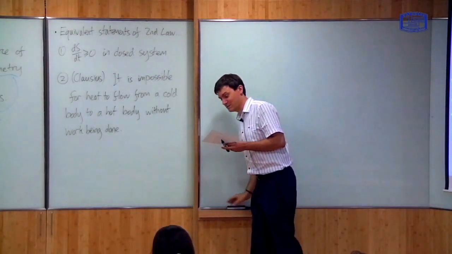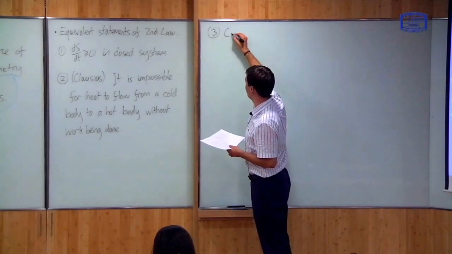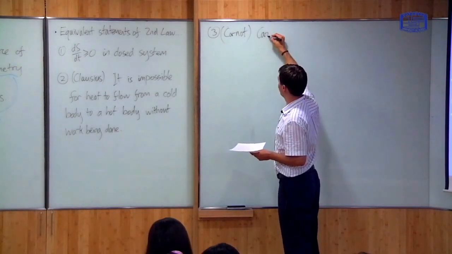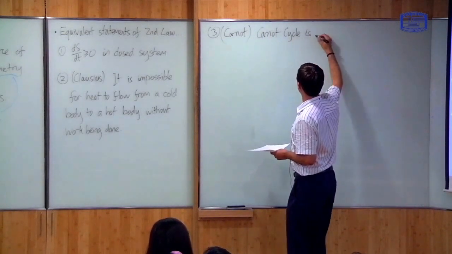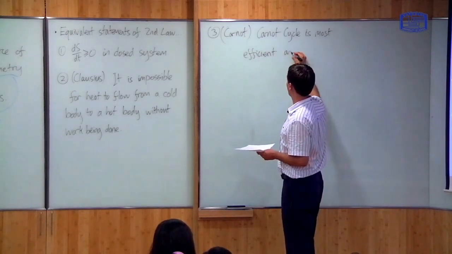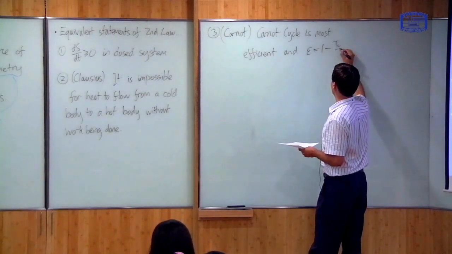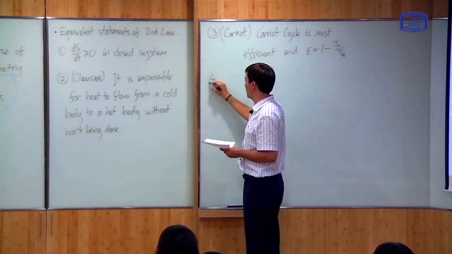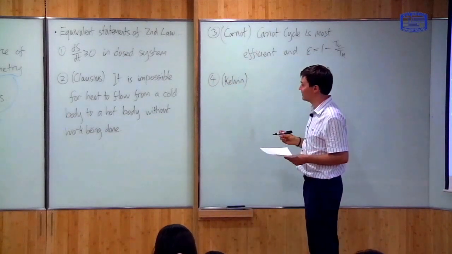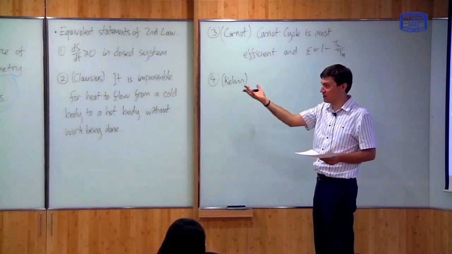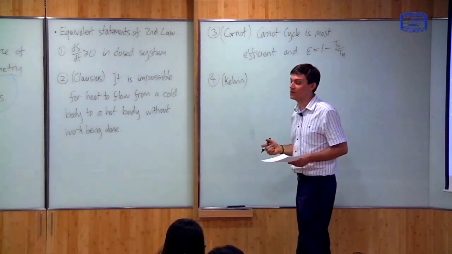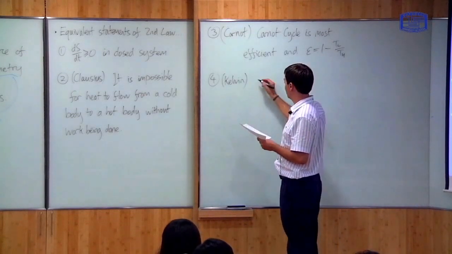Okay, there are two more statements I want to say before I finish. The next one I will call the Carnot statement because it refers to Carnot cycles, not because it was stated by Carnot. The Carnot cycle is most efficient, and the efficiency of the Carnot cycle is given by 1 minus the ratio of temperatures. And finally, this is what's known as the Kelvin statement, which is also equivalent. This says that you can't get work out of heat alone. So if I have a very hot system, I can't get the energy in a useful form out of that system without putting it in contact with the colder system.